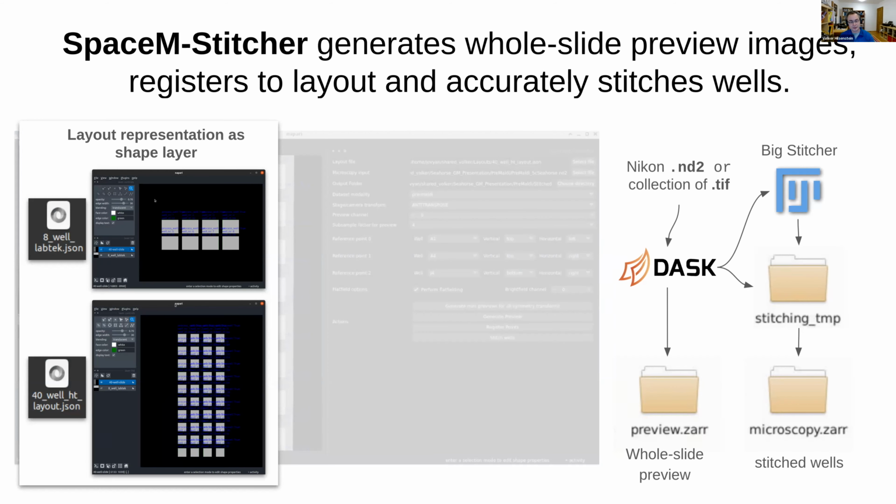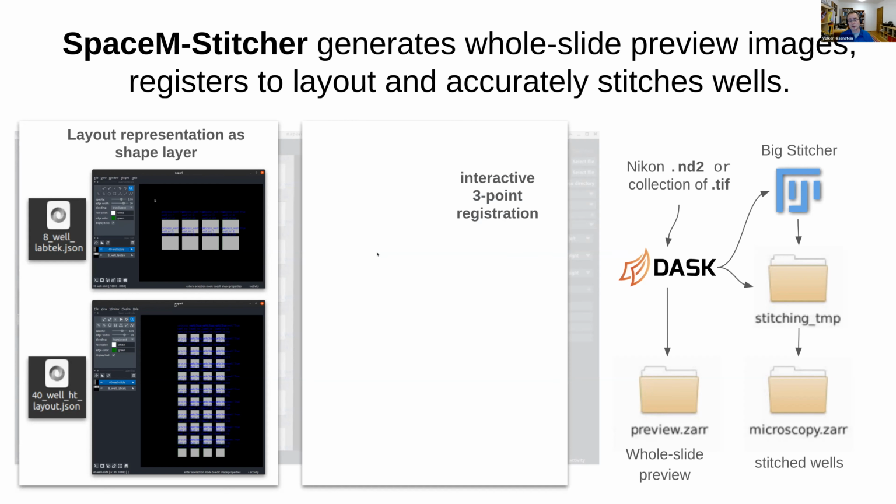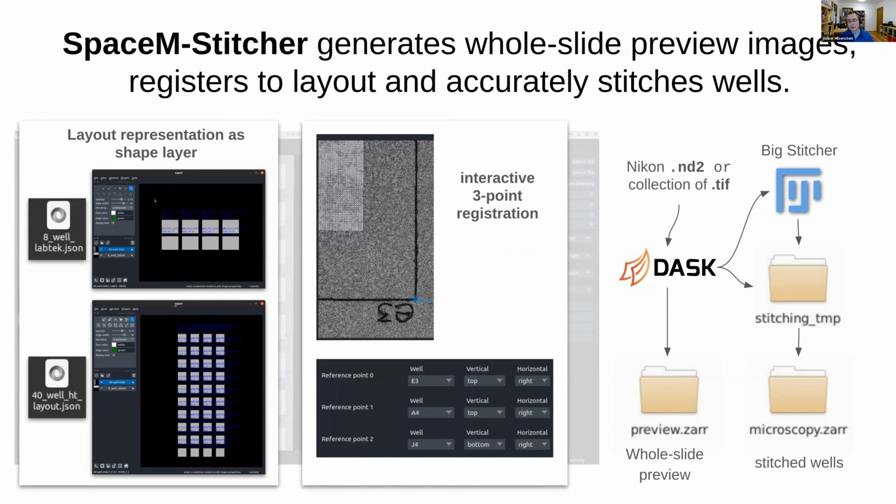Yeah, we used this tool to generate a preview of the whole image, but we can use napari to represent these layouts. So you can just drag and drop them from JSON files, and you have the layout as a presentation. And then we can generate a preview, either in full resolution or with arbitrary subsampling. And then we just have a very simple 3-click registration.